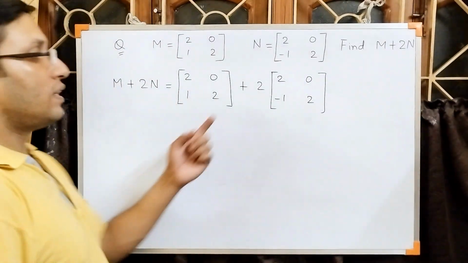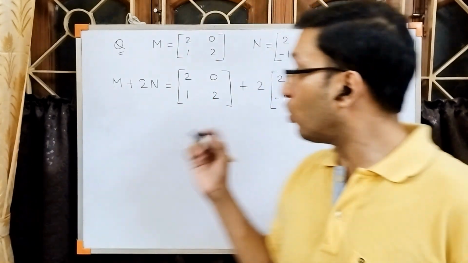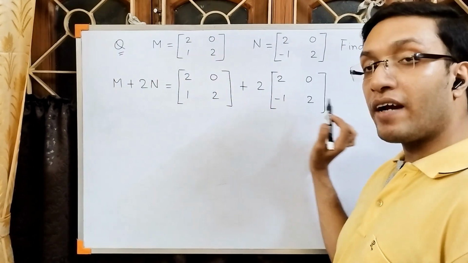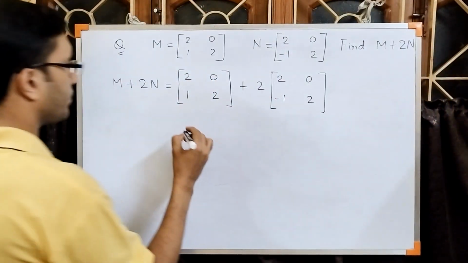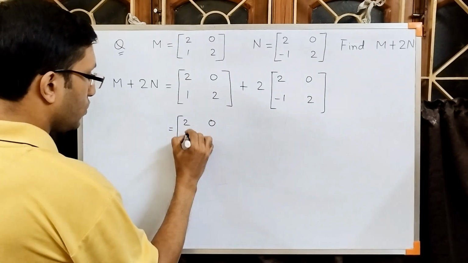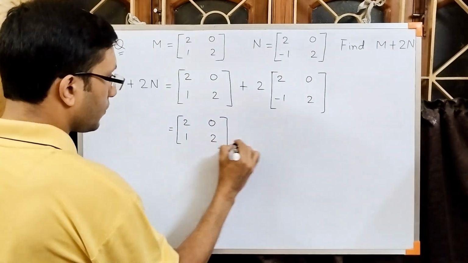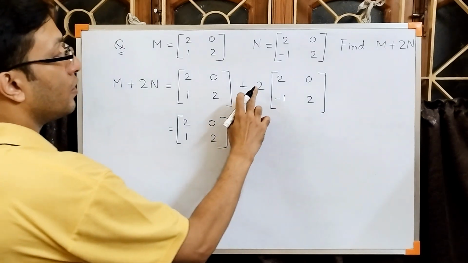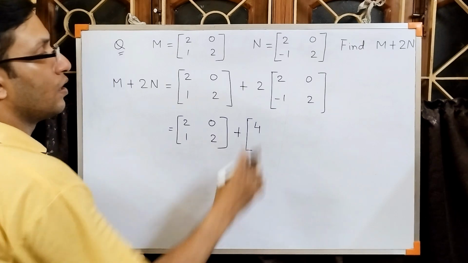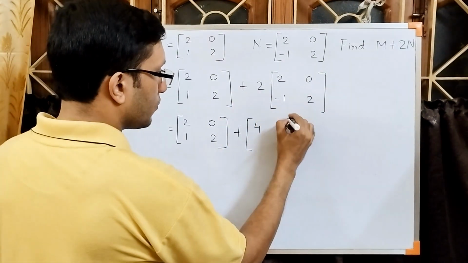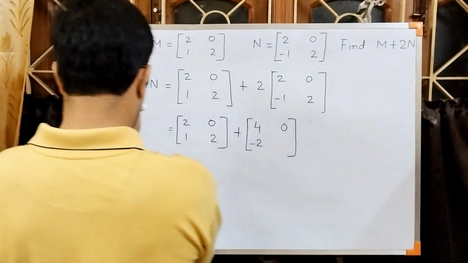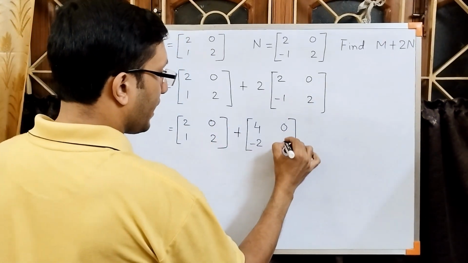Okay, now this constant 2 will be multiplied with each and every single element of this matrix N, right? So let's see. 2 0 1 2 plus 2 2s are 4, so the first element will be 4. 2 into 0, that is 0. 2 into negative 1, that is minus 2, and 2 into 2, again it is 4.